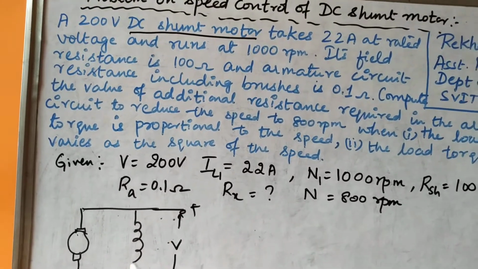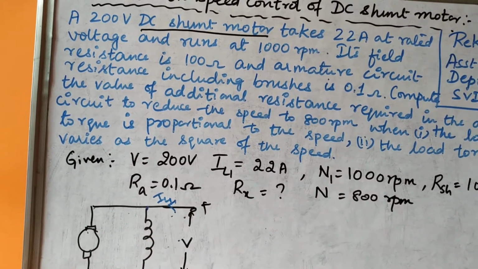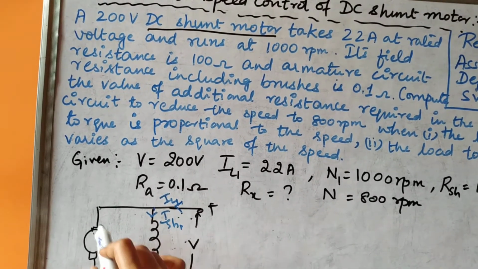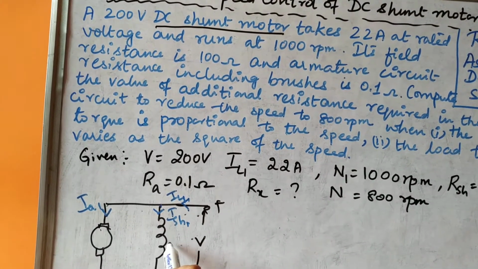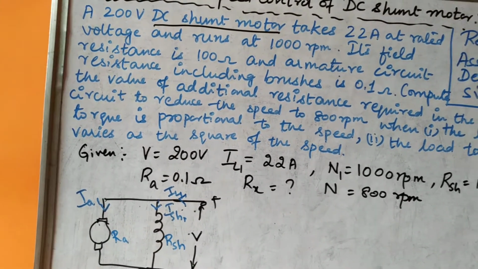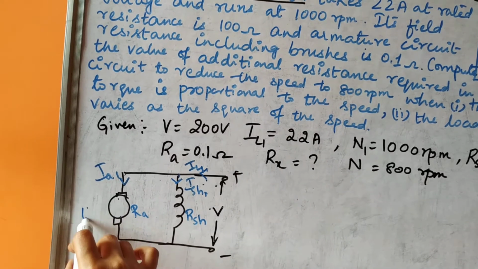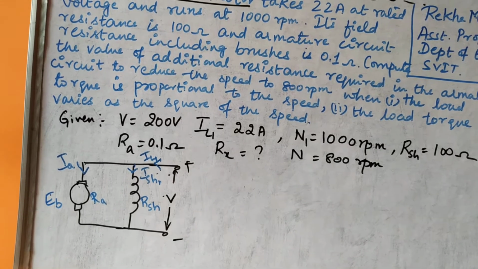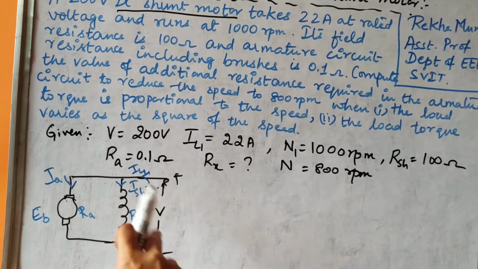Now let us mark the notations. The current which will flow through this, let me mark it as IL1, the current which will flow here is I shunt 1, and the current which will flow here is IA1. The resistance in the shunt field winding is denoted as R shunt, and for the armature it is denoted as RA. And obviously we have to make a practice that EB, the back EMF which is produced from the armature, that is the motor, should be written next to it. So this will be our first circuit.